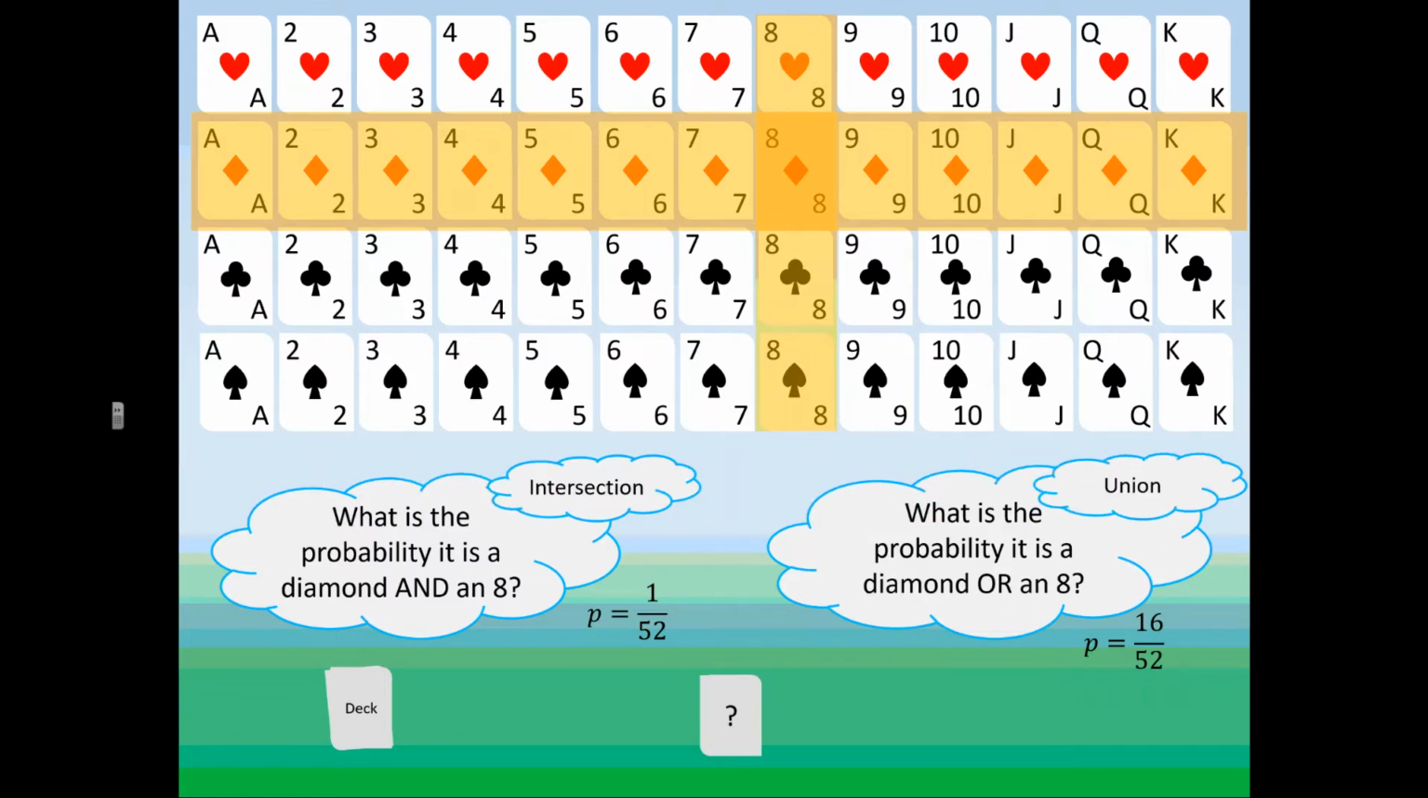Or is sometimes called union. And this is because a union is an entire group of things, like the union of the states in the American Civil War. The Union wanted all the states to stay together. So the state of diamonds and the states that are 8s are all together and included in my probability.